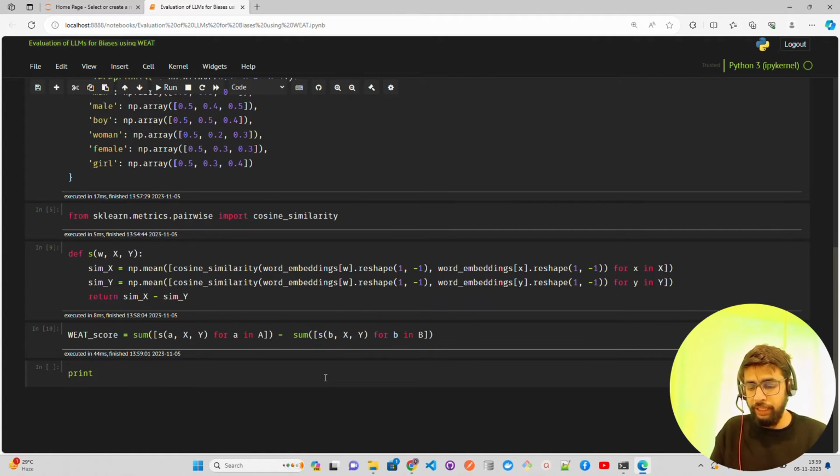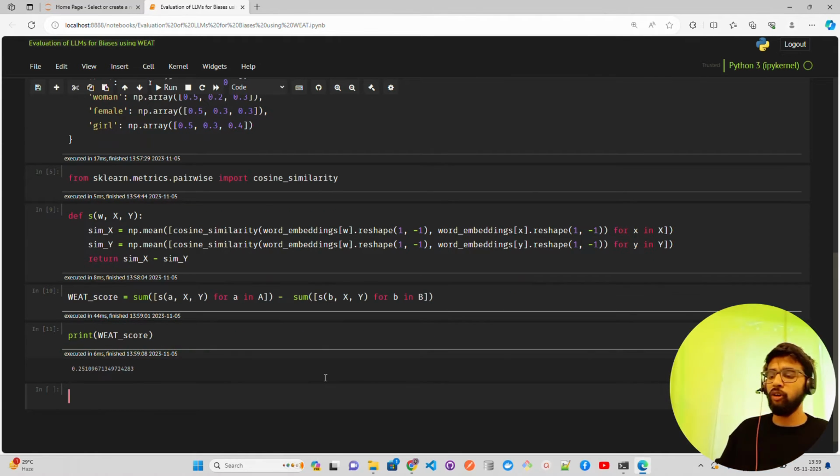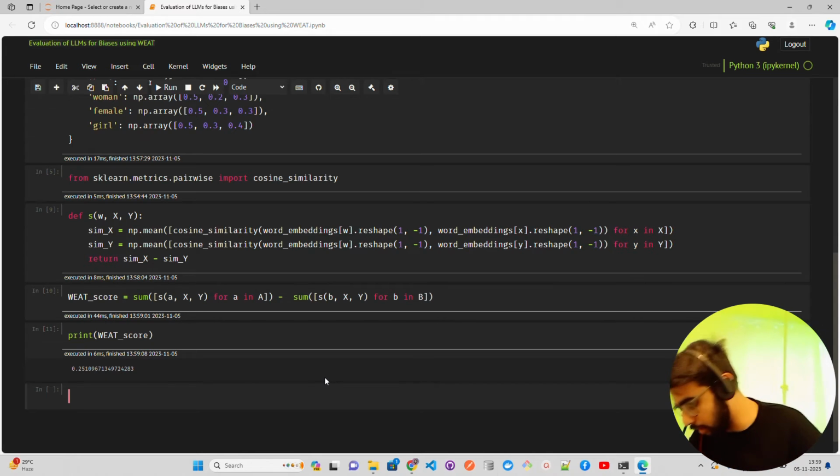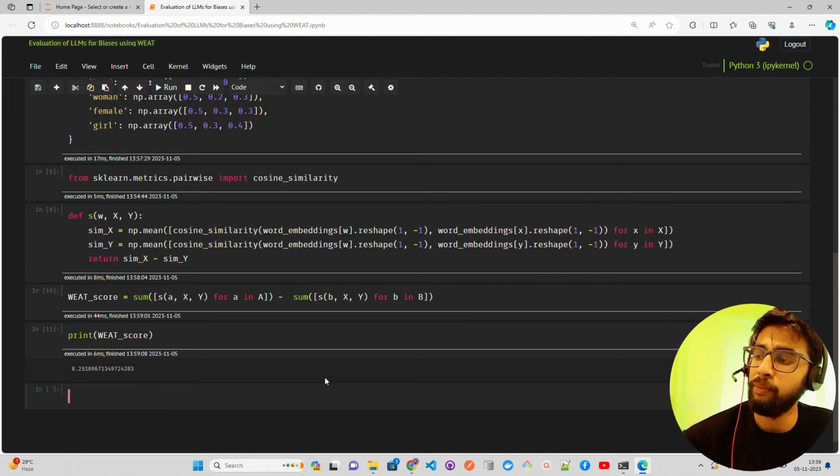And now let's print the weight score, and you can find out the weight score here. We get around 25%, or 0.25. If you get it in percentage, it will become 25, but it's a positive value. Okay, that we get from here. Now how do we interpret that particular value, guys?